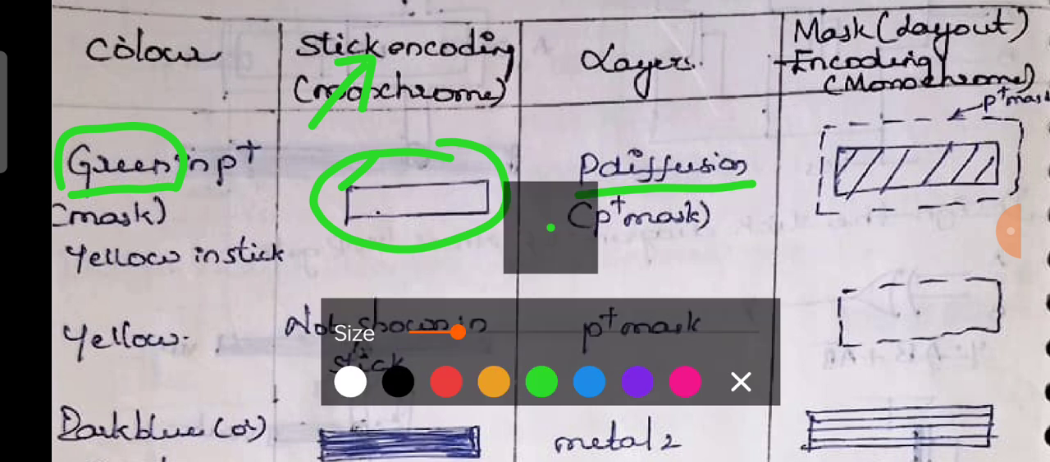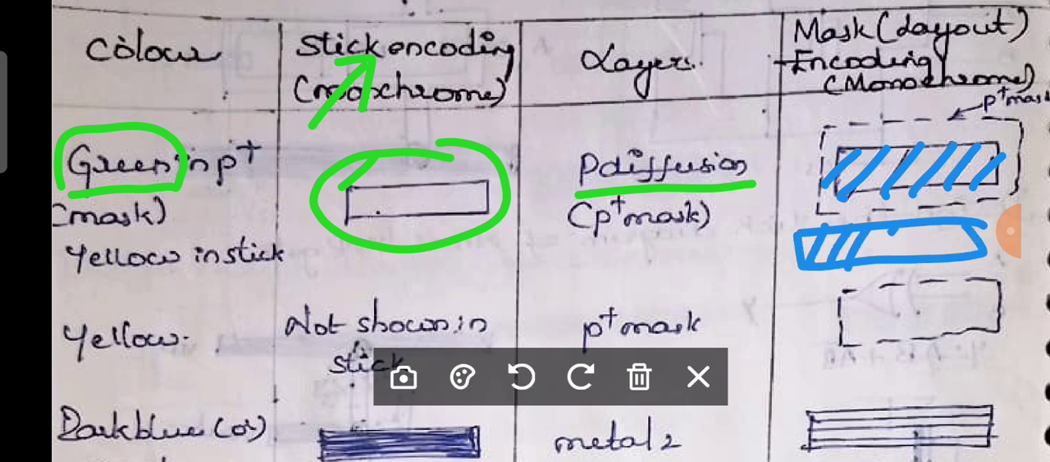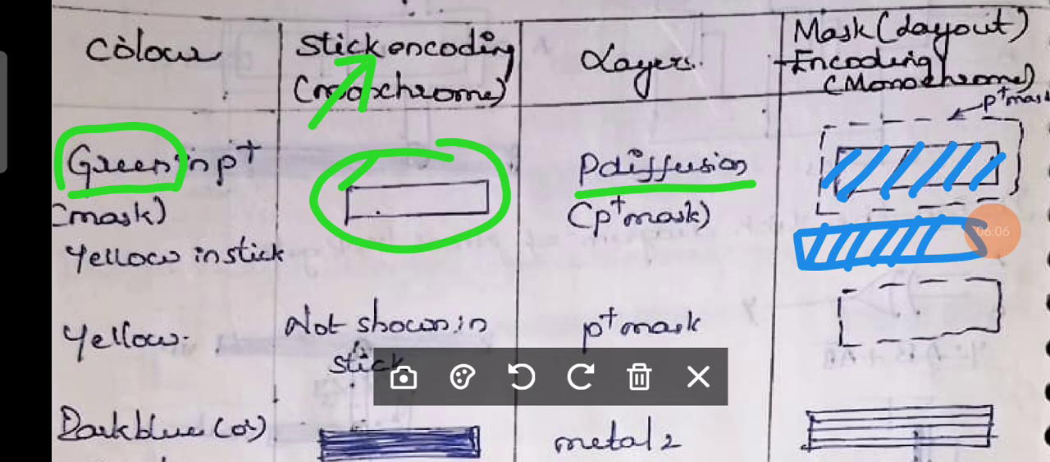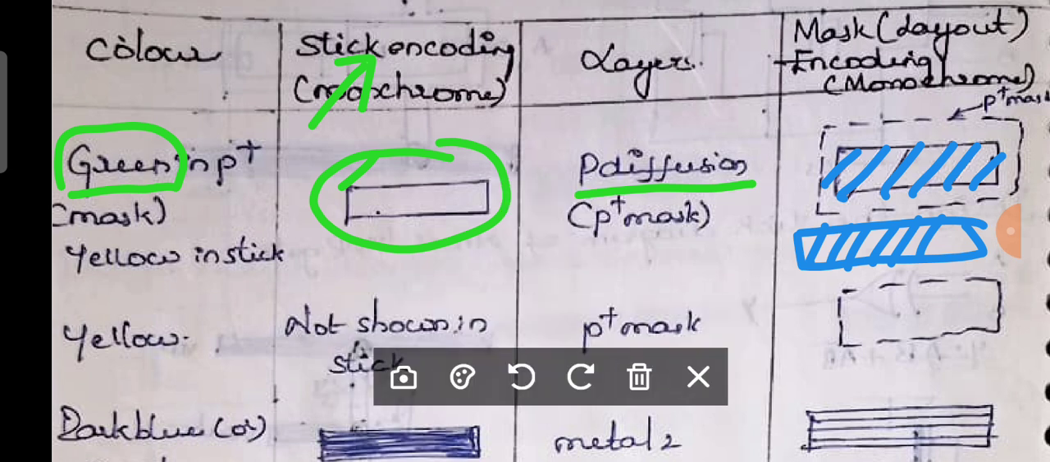But in layout you can observe a very important point. This is an important point you have to remember. When there is a P diffusion, you can observe N diffusion are closely represented, whereas P diffusion are widely represented. Is it clear? Now my point is, when there is a P diffusion, it should be surrounded by what? PMOS. That is an important point you have to remember. It should be surrounded by PMOS.